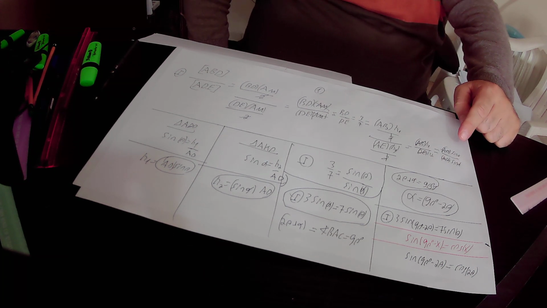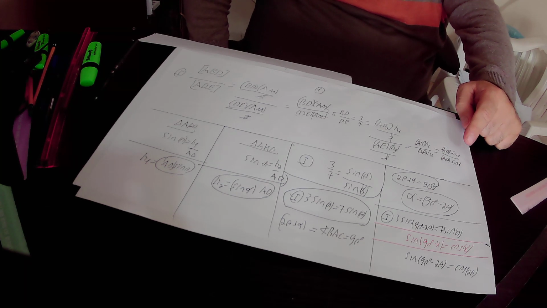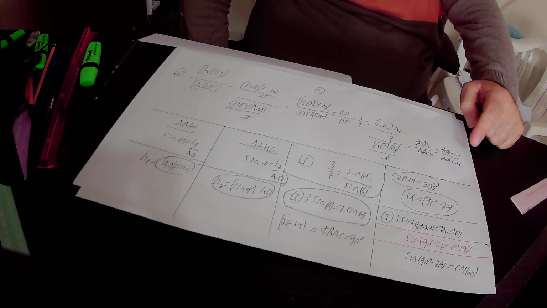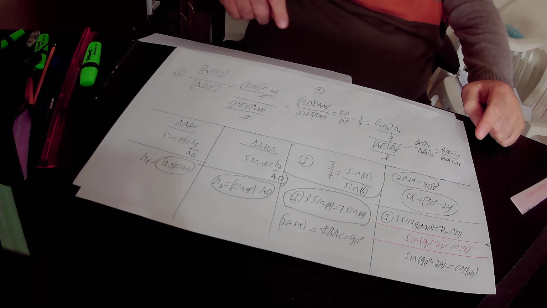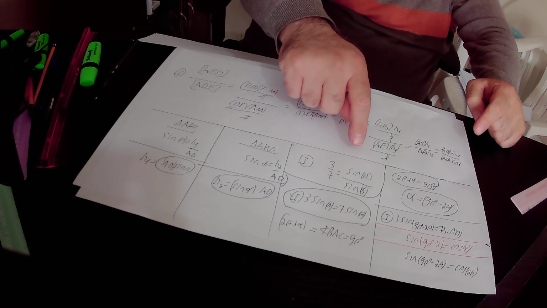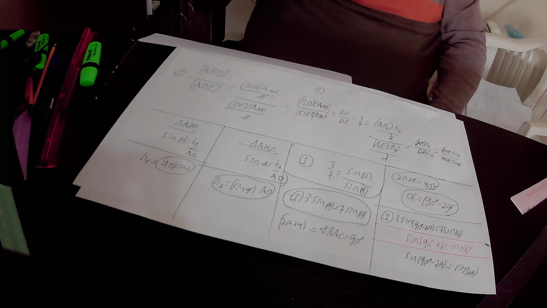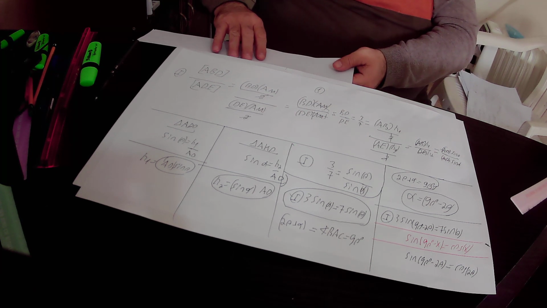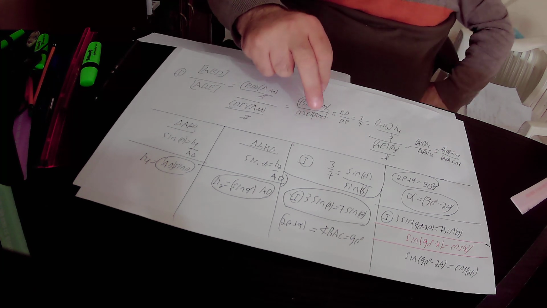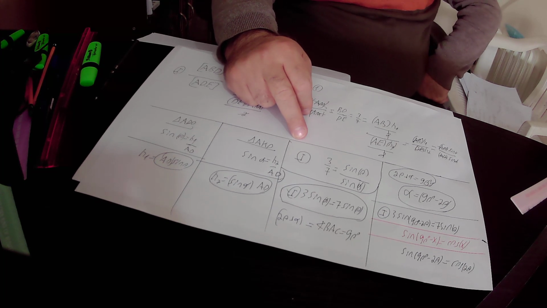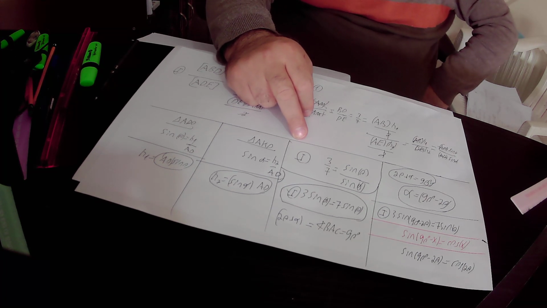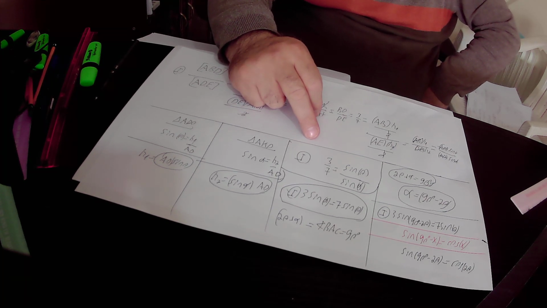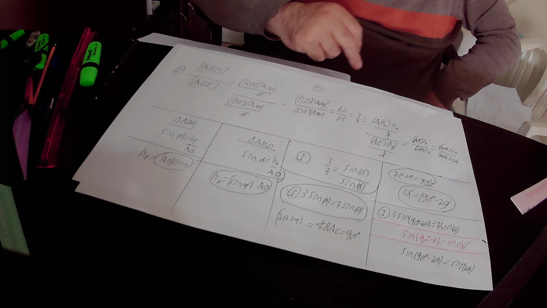We have AD in the numerator and AD in the denominator, so AD will get cancelled. In conclusion, we found out that according to equation number 1, 3 over 7 equals sin theta over sin alpha. We cross multiplied this equation number 1, and we found out that 3 times sin alpha equals 7 times sin theta.